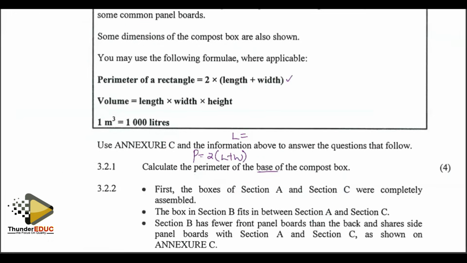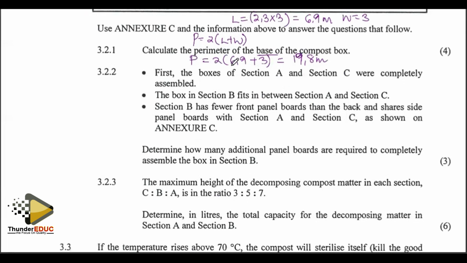All right. So we are saying here that the length, we took the 2,3 meters, multiplied it by 3 because they are all equal. So the length is this much. The width remained as 3. So we came down and said perimeter equals 2 into 6,9 plus 3. And the answer became 19,8 meters. Don't forget the units. The task here was to look for the length and the width, but length mainly.